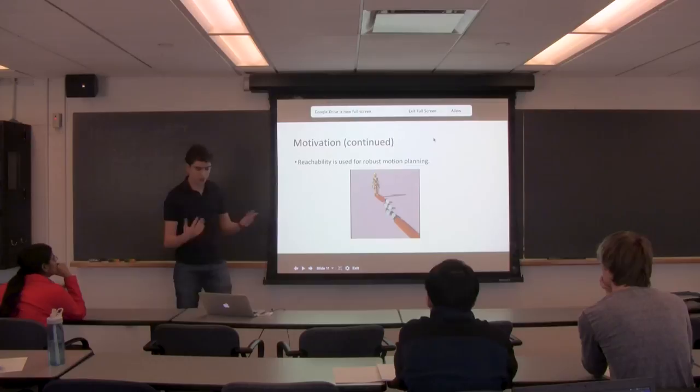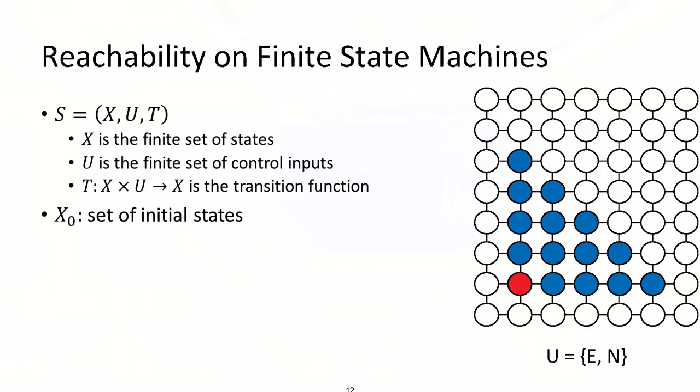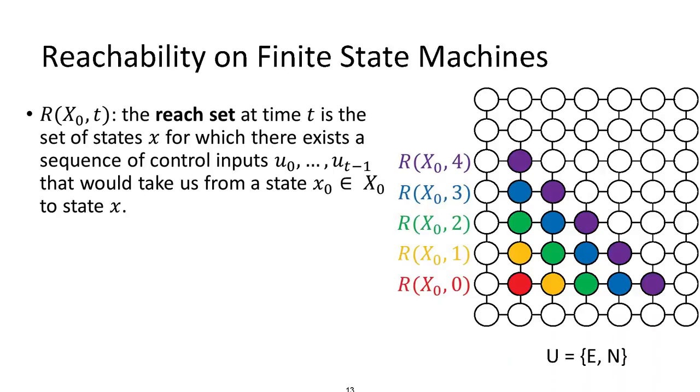Okay. So now, before we talk more about these cool examples, let's formalize the concepts. Let's go back to the same system that we had earlier, this state machine. We have a finite set of states x, a finite set of inputs u, which in this case are east and north, and a transition function, and let's say this is just deterministic to keep things simple. And we have a set of initial states x0, which I label as red. So the reach set is defined as the set of states that we can possibly be in at time t. More formally, there exists a sequence of t control inputs that will take us from this initial state to the corresponding reach state.